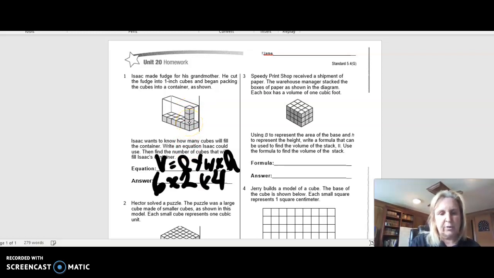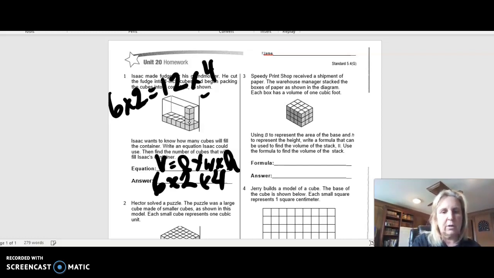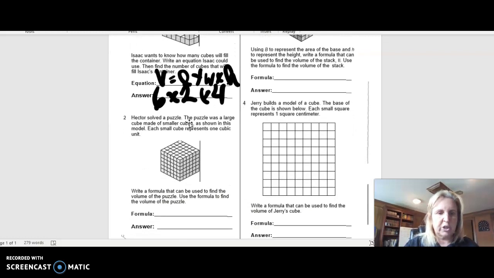So we're going to multiply those numbers together first. So 6 times 2 is 12, and then 12 times 4 is 48. So your answer to number 1 would be 48. Okay? All right, number 2.